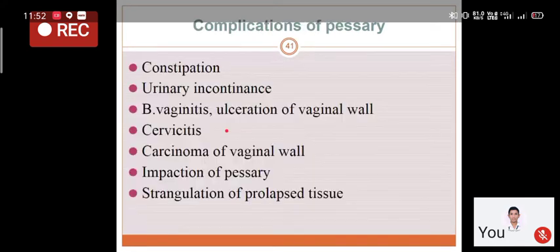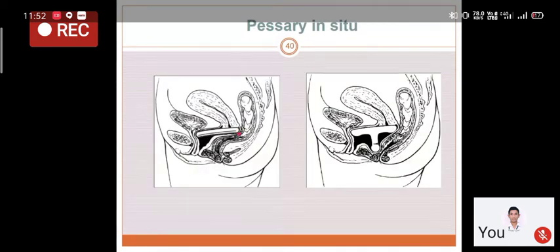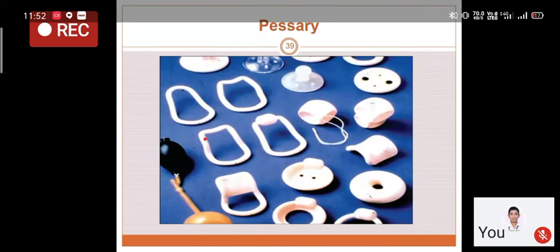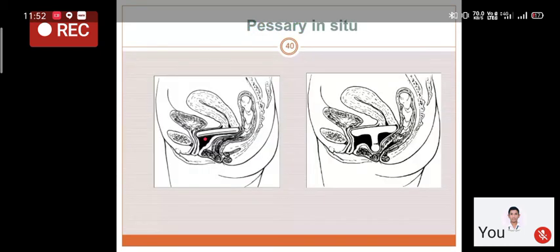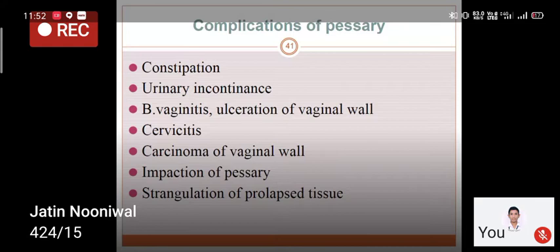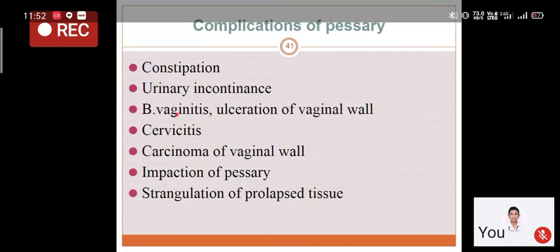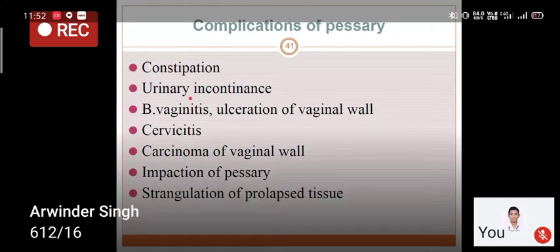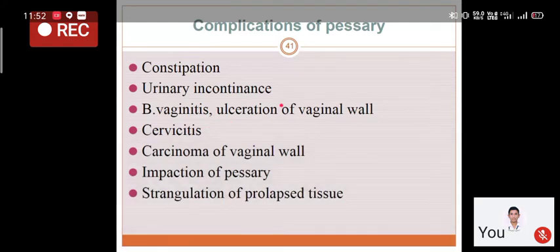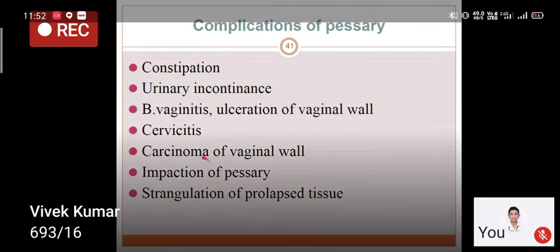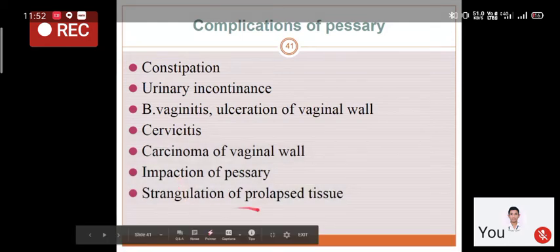Now, what are the complications of a pessary patient? Because in this diagram, you may see the posterior end is pressing onto the rectum. So, if it is not adequate in size, it is a tight fitting pessary, it can lead to various complications like constipation, or the patient may have urinary incontinence. Because it is loosely fitting anteriorly, she may have recurrent infection, because ultimately the pessary is a foreign body inside the vagina and leads to cervicitis, vaginitis, or because of chronic irritation, it can lead to vaginal cancer, or a tight fitting pessary can lead to impaction of the pessary and strangulation of the prolapse tissue.